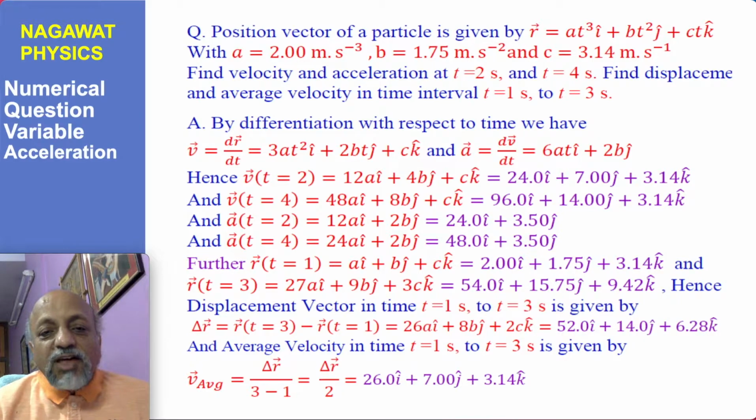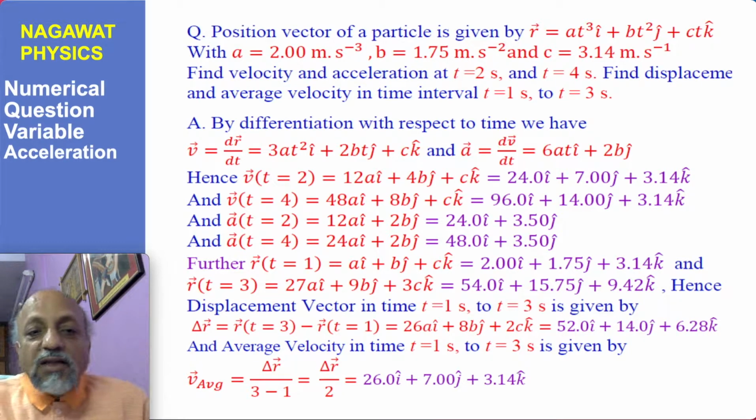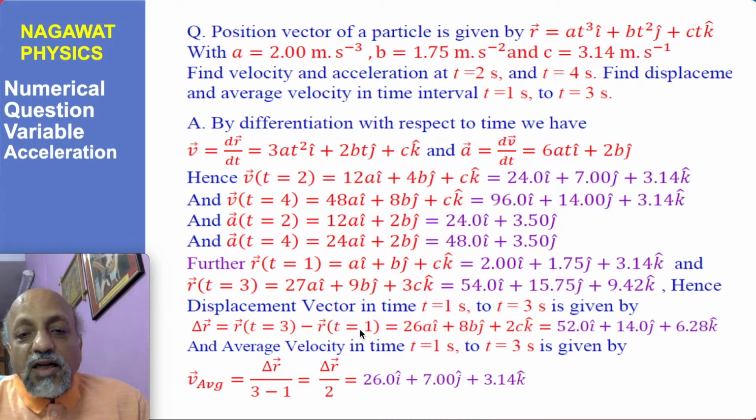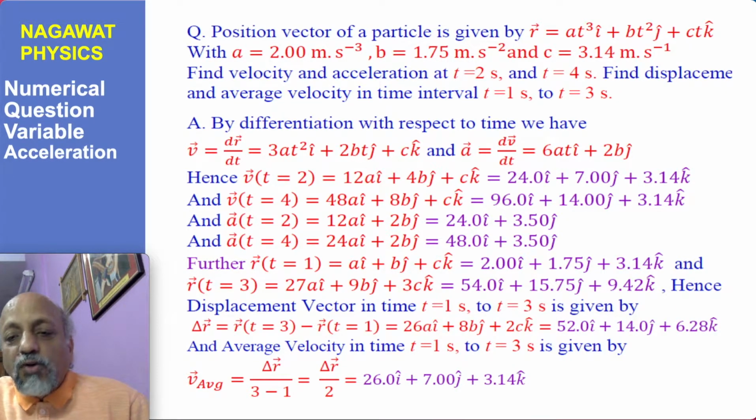Once you know the two position vectors, the position at instant t equal to 1 and at instant t equal to 3, you can find the displacement vector for the time interval 1 to 3 from the position vector at instant t equal to 3, subtracting out the position vector at time t equal to 1. That has been done here by using these two expressions which we already have, and the displacement vector turns out to be 54 minus 2, which means 52.0 i cap, 15.75 minus 1.75, which means 14.0 j cap, and 9.42 minus 3.14, which means 6.28 k cap. So I get 52.0 i cap plus 14.0 j cap plus 6.28 k cap as the displacement vector for the time interval 1 to 3 seconds.